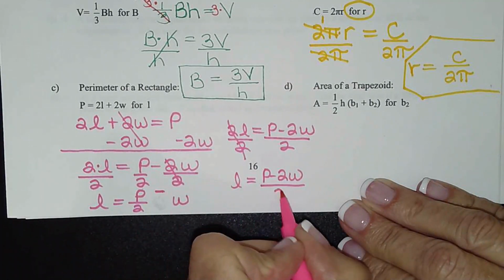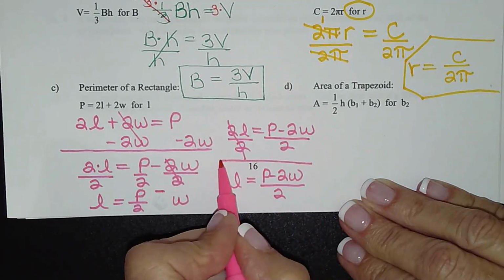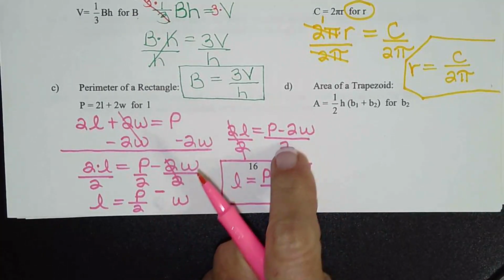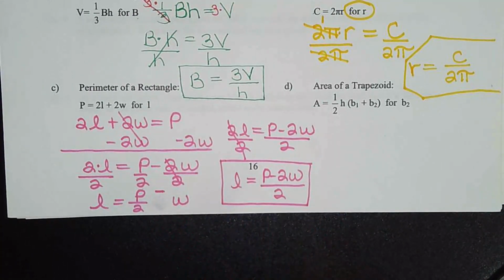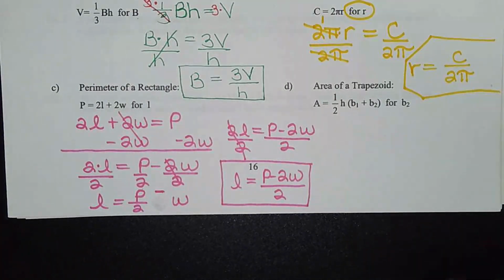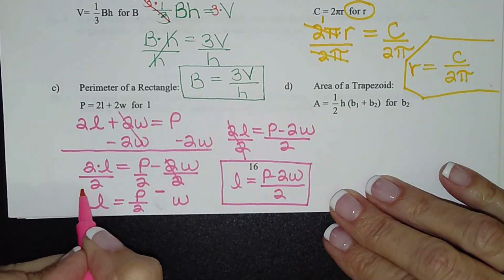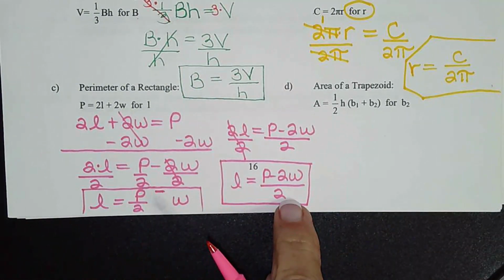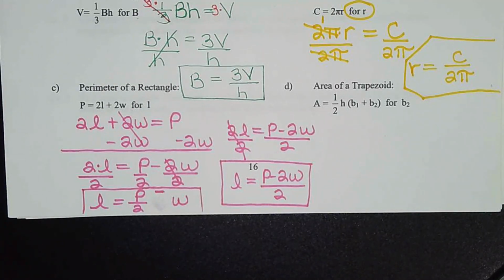So P minus 2W over 2, and no, the 2's cannot cancel. There's a subtraction there. You can't take 2 away from one term and not the other. So you just stop. So this could be your answer. Alex and teachers will count this right, or this could be your answer. Either one.